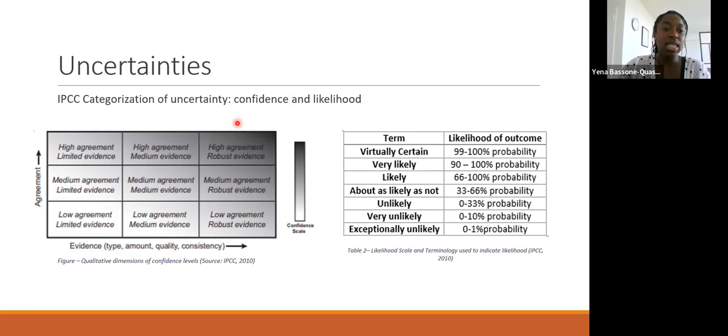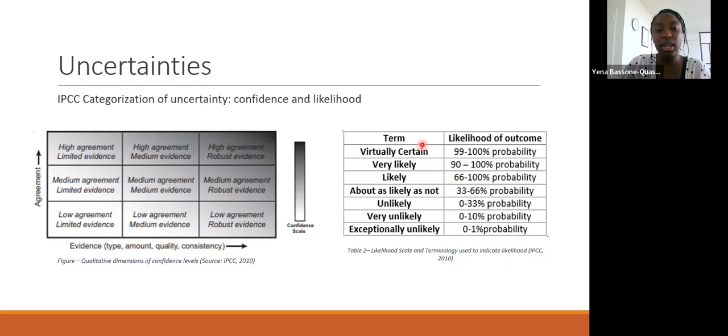So as you can see in this corner of the table, if there is robust evidence for a phenomenon and there is high agreement within the scientific literature, then the level of confidence with which those statements are made is pretty high, versus if there is low agreement and limited evidence, the level of confidence is pretty low. And so when you see the IPCC statements and you see medium confidence, low confidence, high confidence, this is what they mean. They're referring to the agreement in the literature and the evidence that's available. And then the likelihood of outcomes and occurrences is also another dimension of how uncertainty is classified.